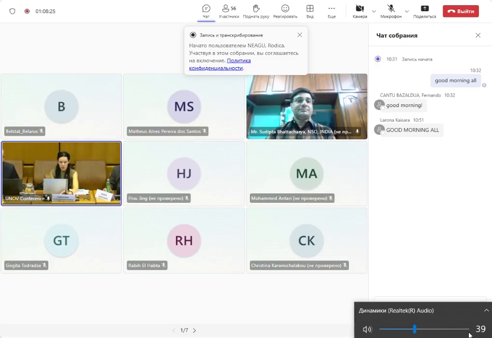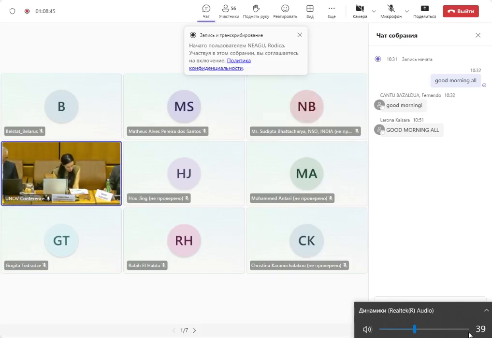I don't see any reaction. So thank you very much, Sudipta, for your presentation. We take good note of all the suggestions, and they will be further discussed in the task team. Thank you very much. And we continue with the next presentation on item C15 on administrative data, new data sources and data integration. The first presentation will be made by the colleague of the task team, Talib. I give you the floor.